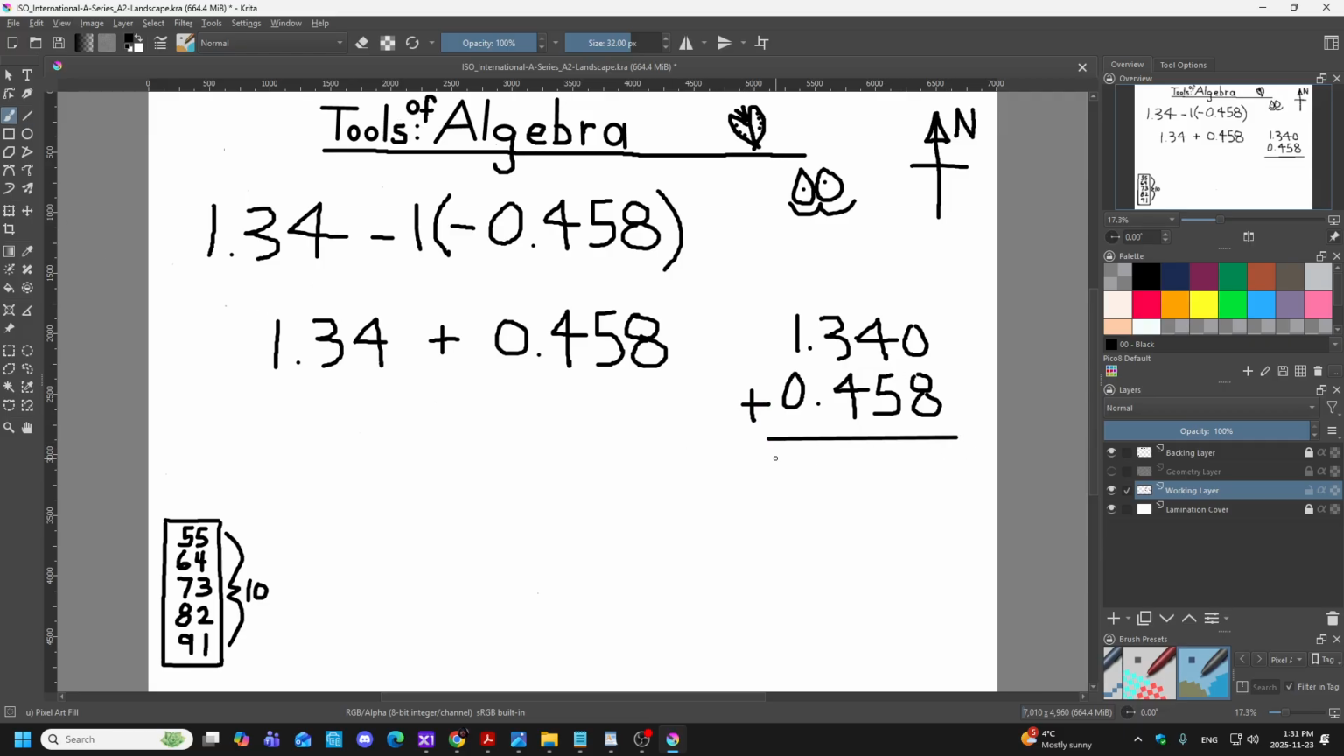All right, that's all good. Okay, let's add. 8 and 0 is 8. That's just a place filler 0. 4 and 5 is 9. 3 and 4 is 7. Bring the decimal down, line them up. 1 and 0 is 1. Our final answer should be 1.798.